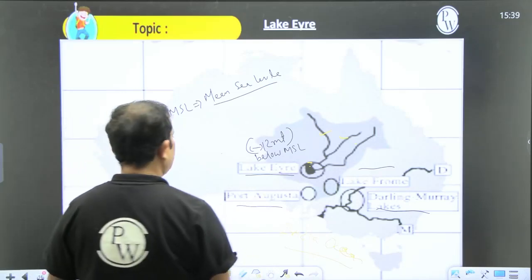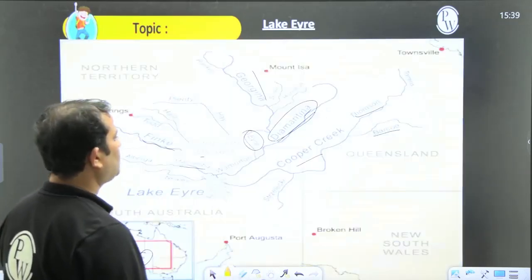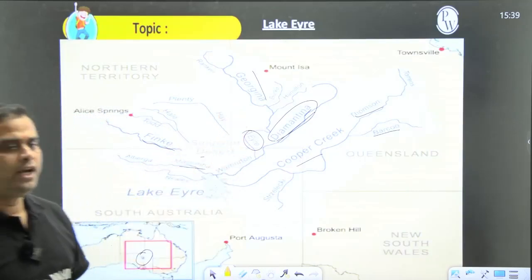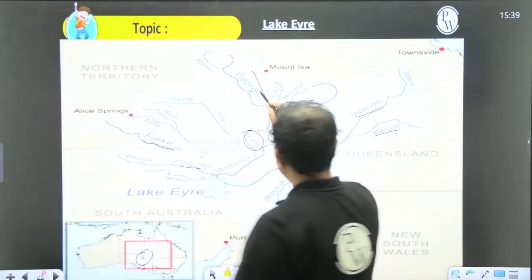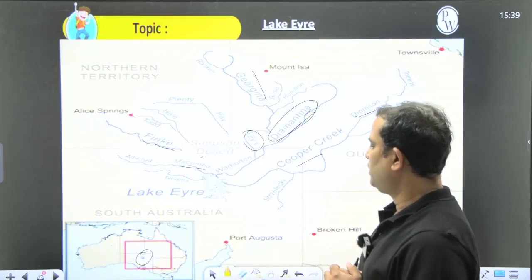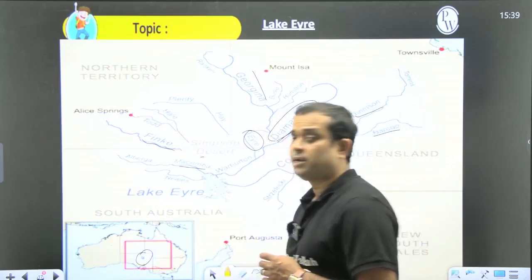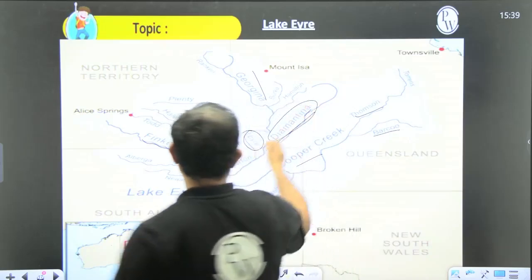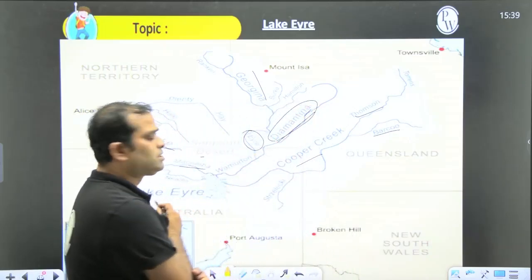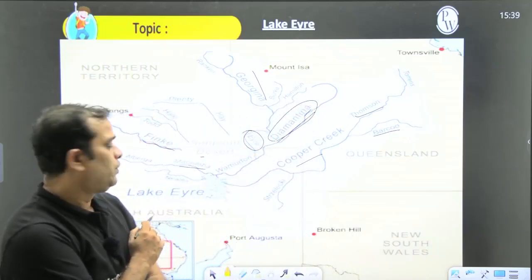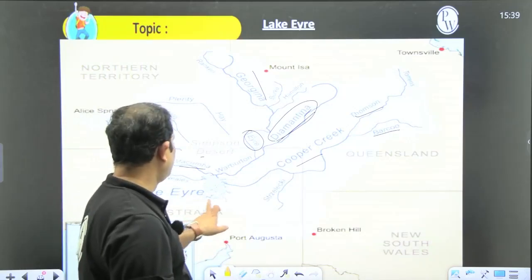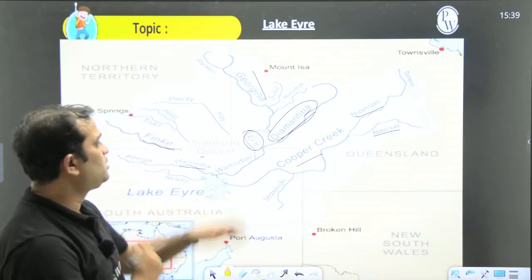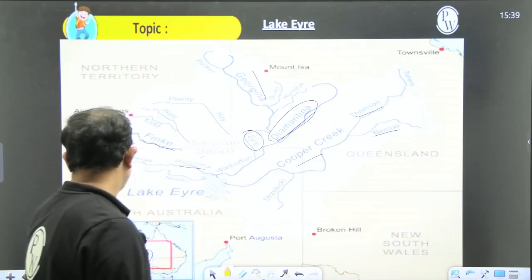See here, this diagram is also more clear. You see many small rivers draining into this lake. Here is the ocean, which means the ocean is far away, and these rivers drain directly into this lake. Many small rivers.